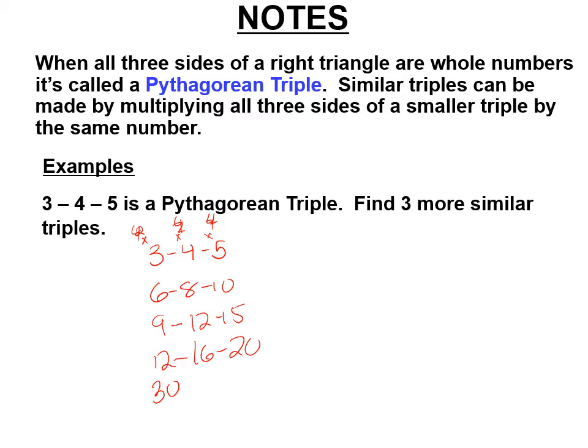You can multiply by 10: 30, 40, 50. All of these satisfy the Pythagorean theorem. You could multiply by, obviously, 1,000 and go 3,000, 4,000, 5,000. If you go 3,000 squared plus 4,000 squared equals 5,000 squared, it does. And you can get more creative than that. Any time all 3 sides are whole numbers, it's called a Pythagorean triple.